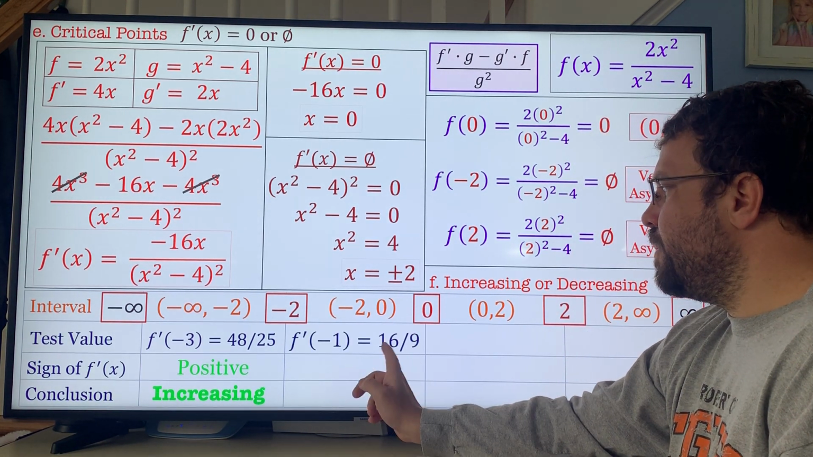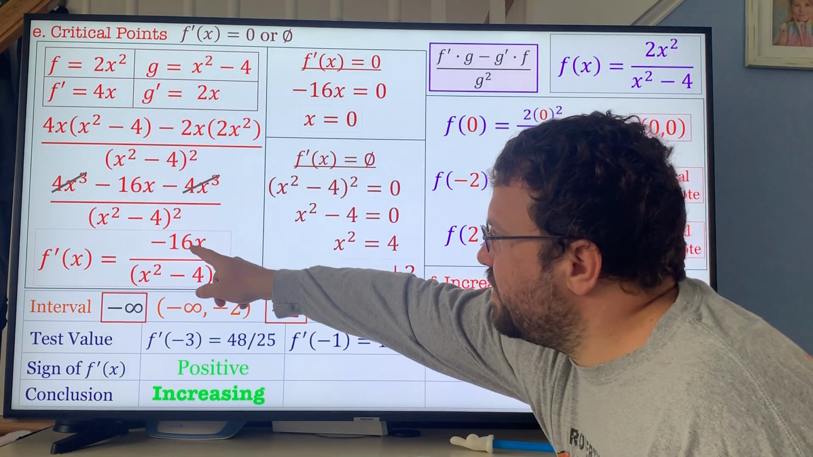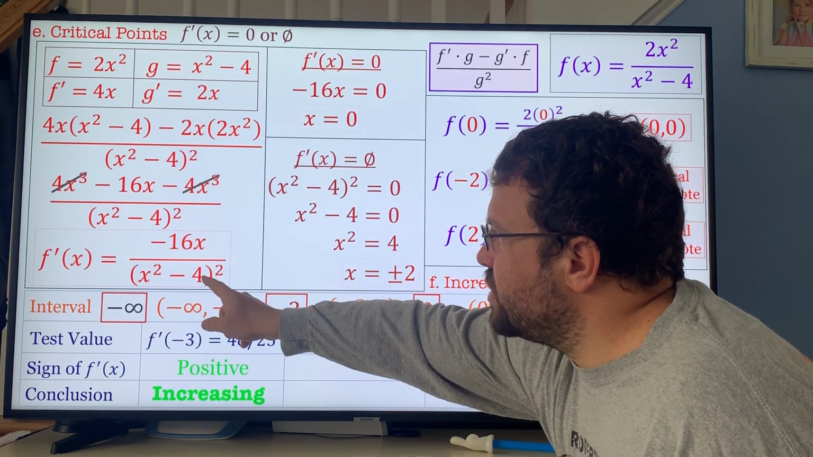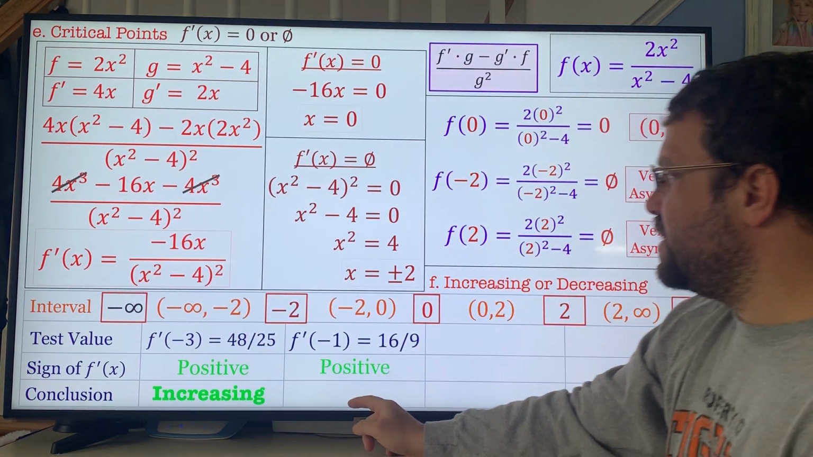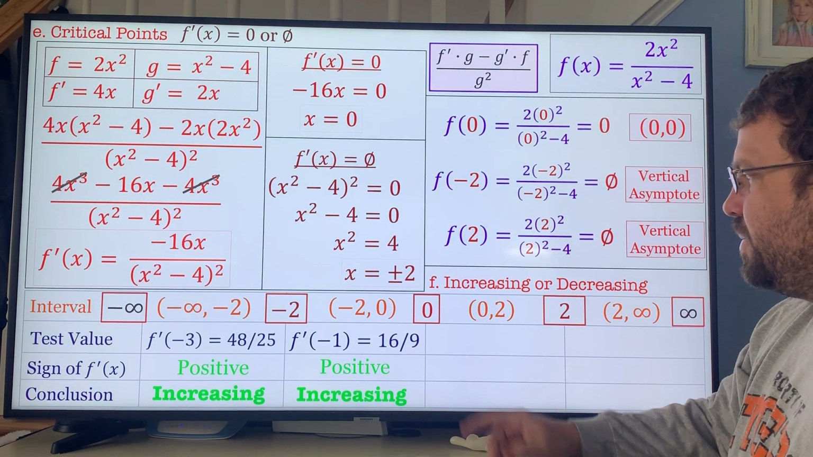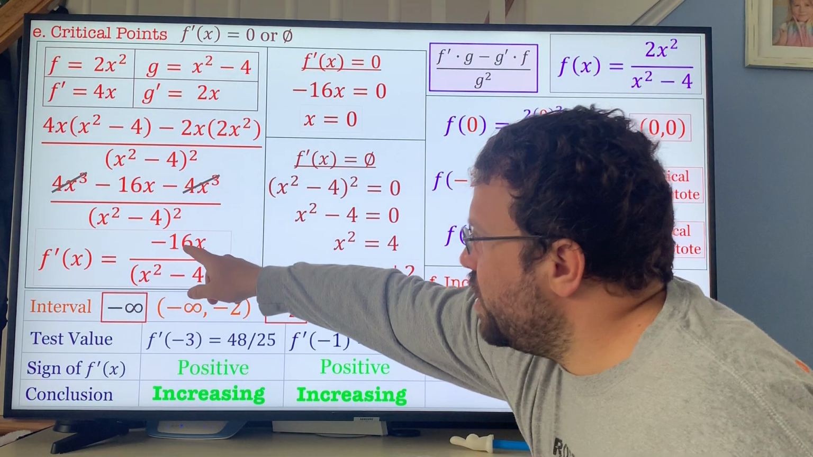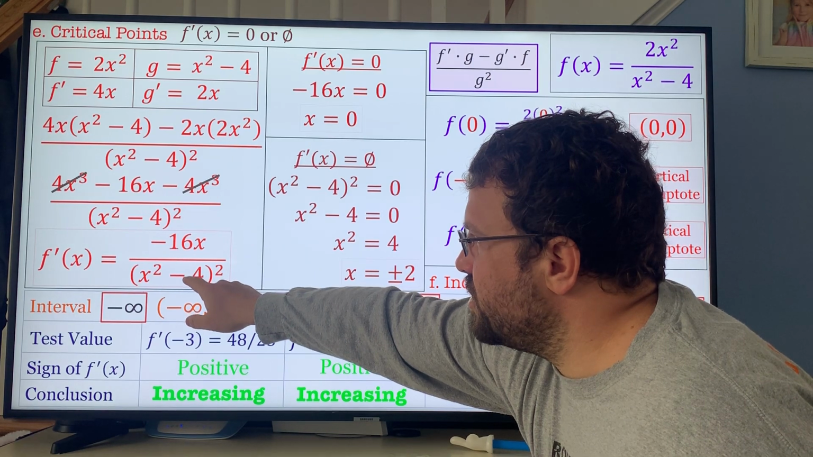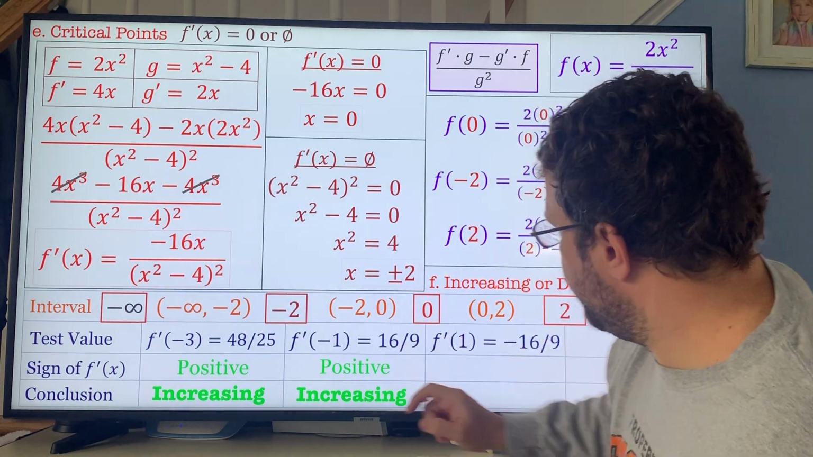Negative 16 over 9. But watch this. Negative times a negative is a positive. Bottom's always going to be positive. Positive over a positive is positive, which is increasing, right? 1. 1 times this is negative 16 over 9.